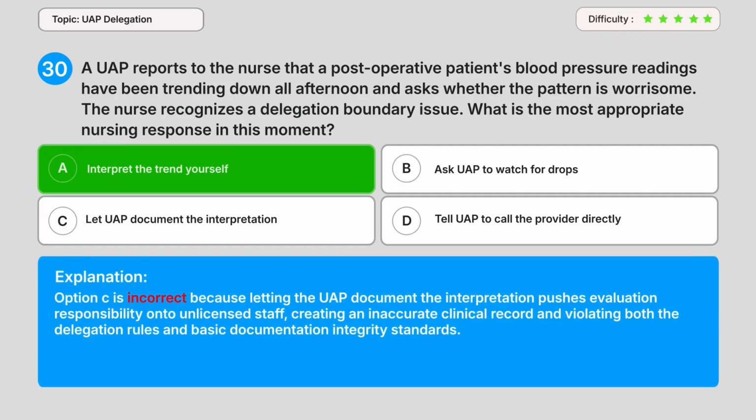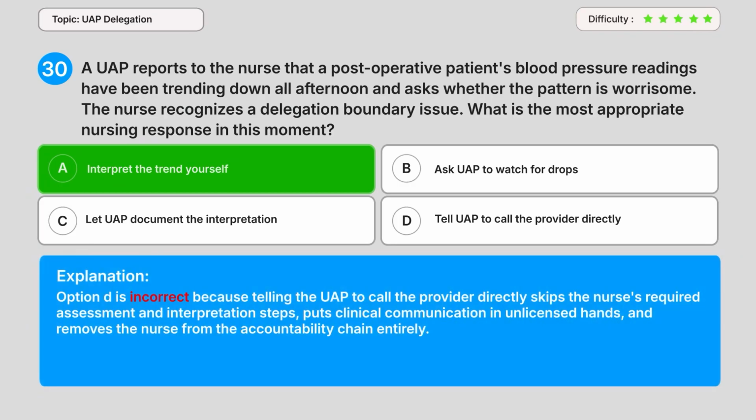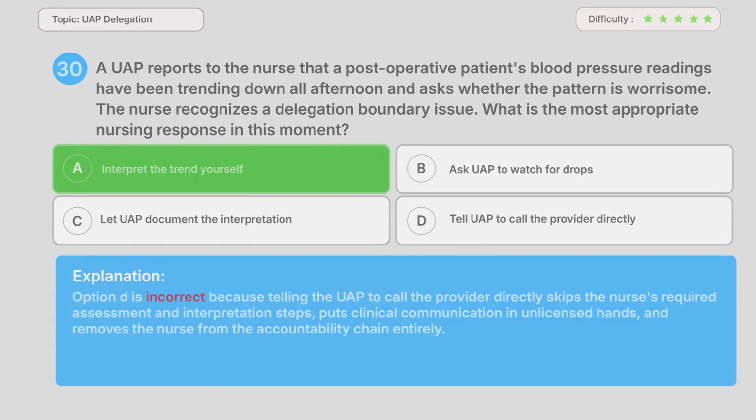Option C is incorrect because letting the UAP document the interpretation pushes evaluation responsibility onto unlicensed staff, creating an inaccurate clinical record and violating both the delegation rules and basic documentation integrity standards. Option D is incorrect because telling the UAP to call the provider directly skips the nurse's required assessment and interpretation steps, puts clinical communication in unlicensed hands, and removes the nurse from the accountability chain entirely.